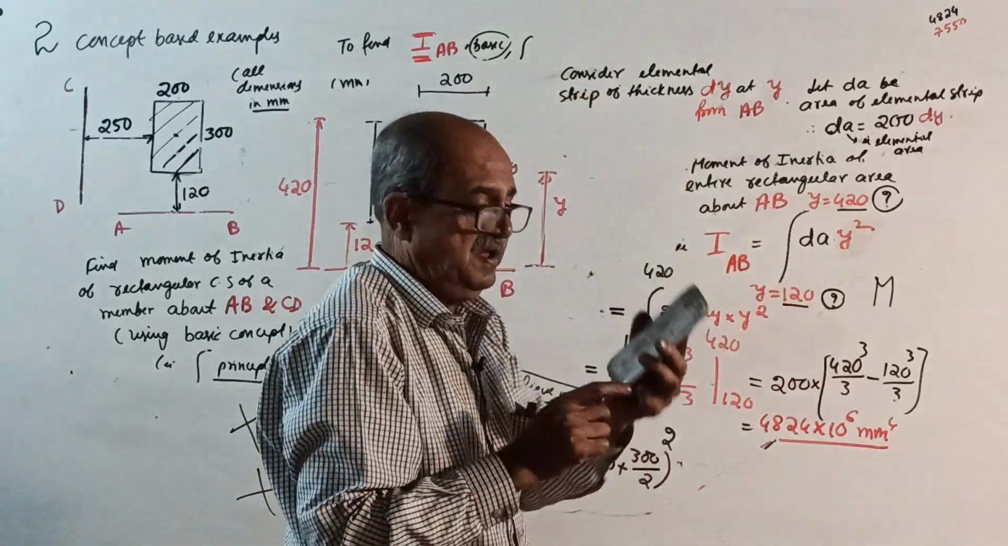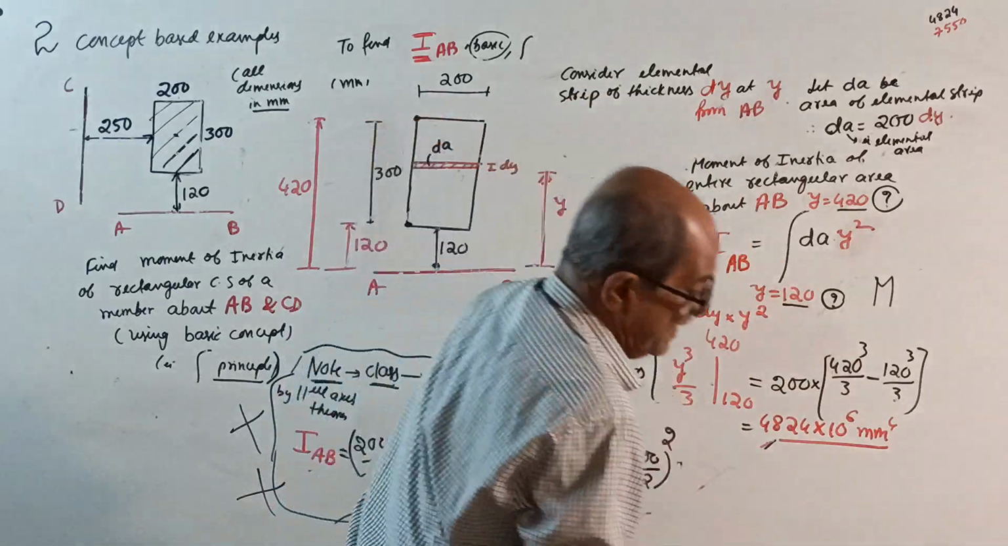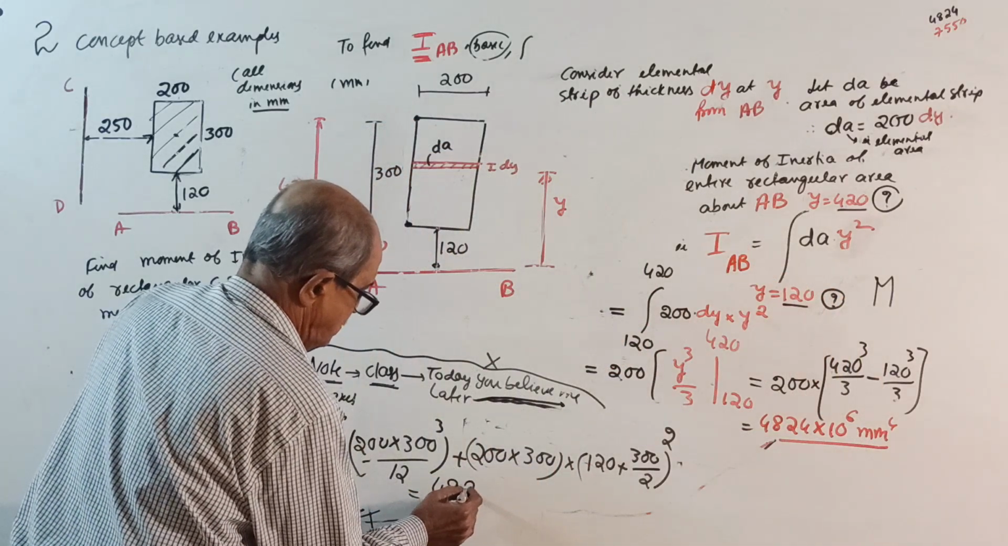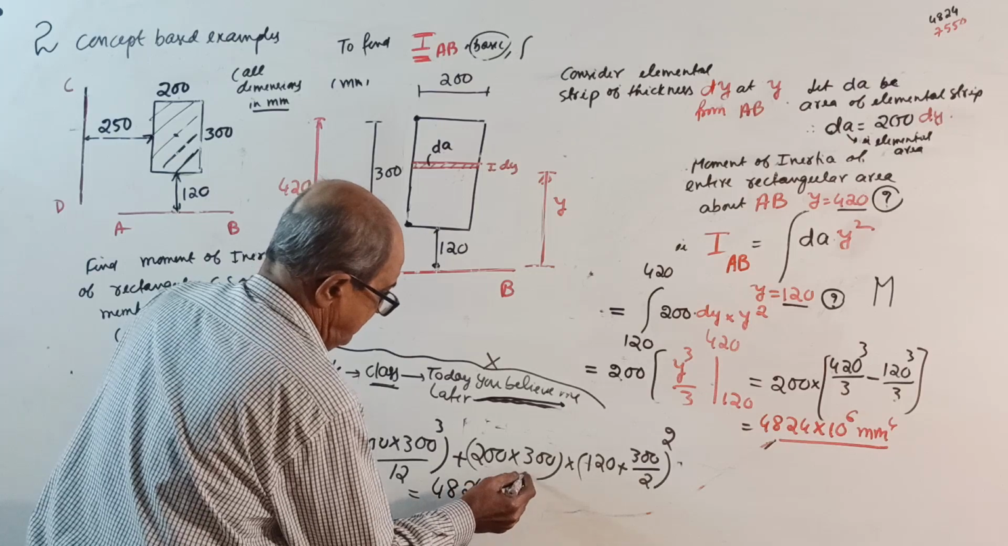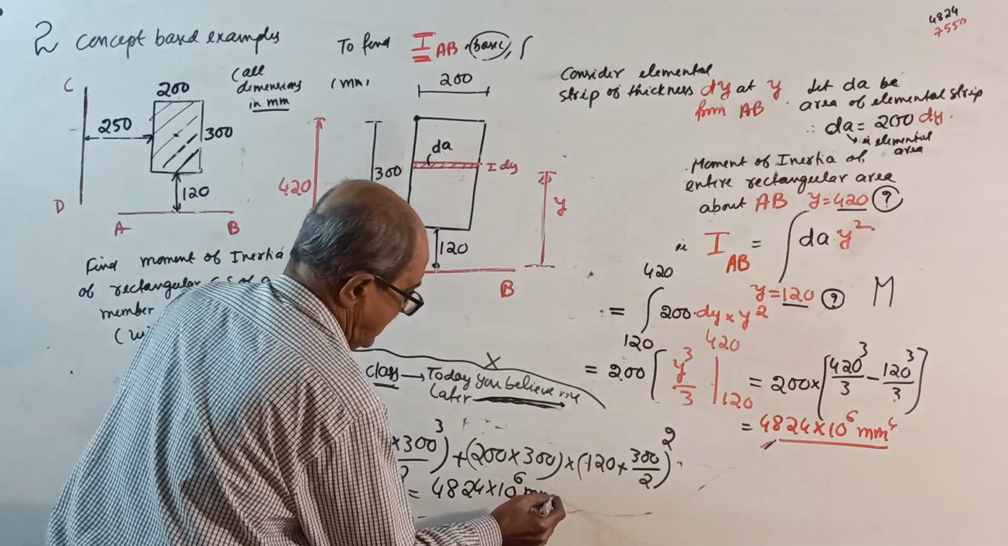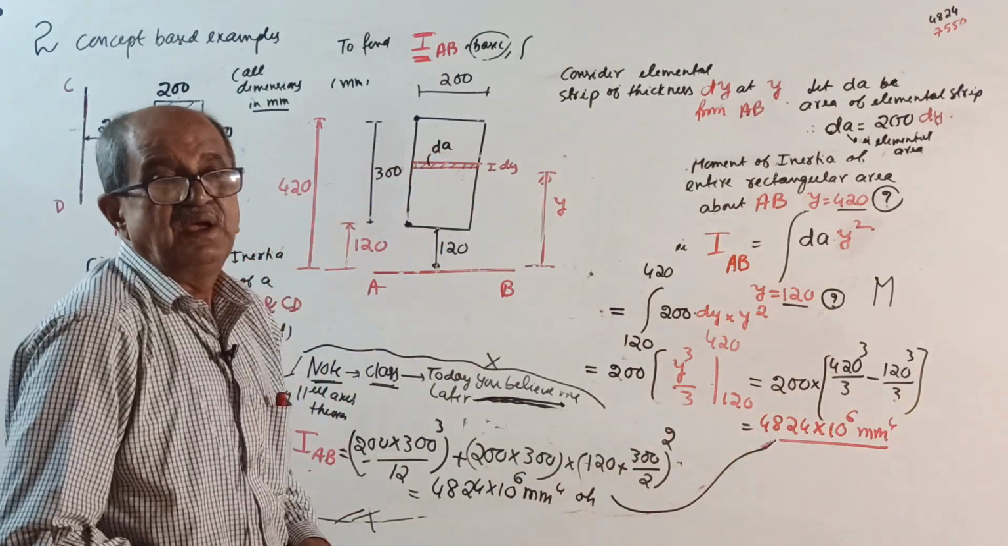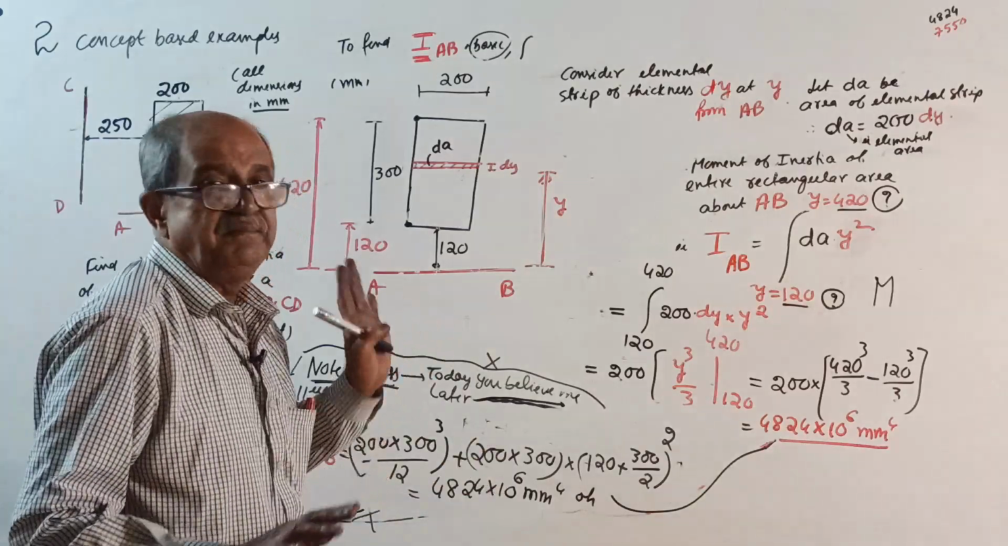I will calculate this way. 4824 into 10 to the power 6 millimeter power 4. Right? Same answer. Today you just believe me.